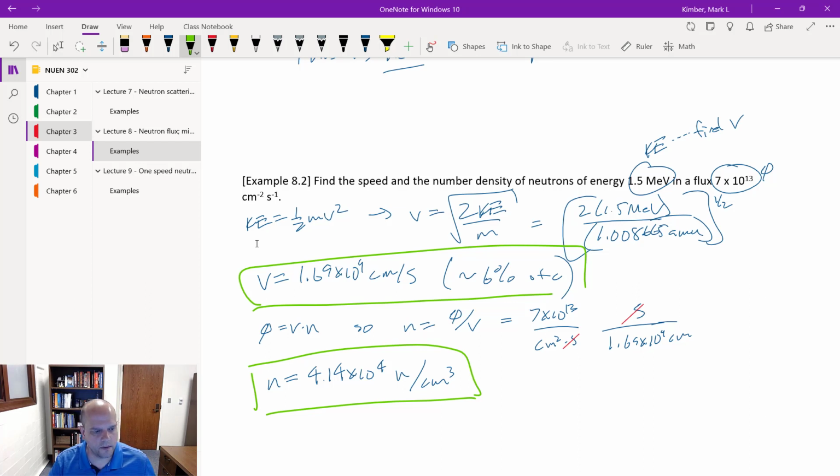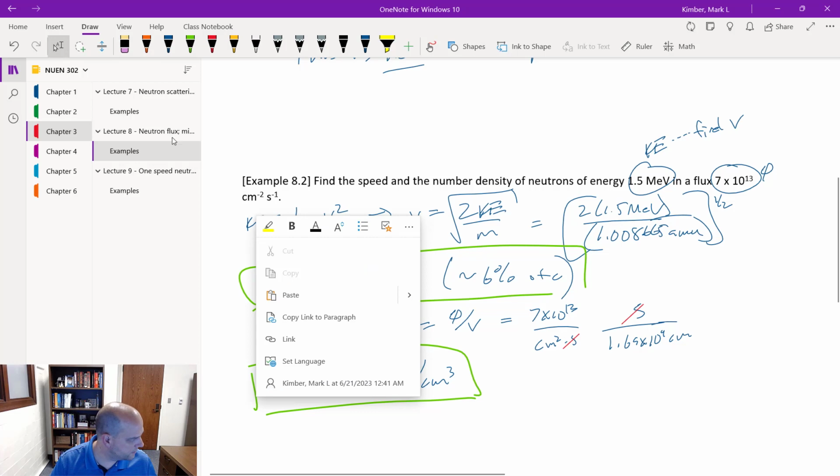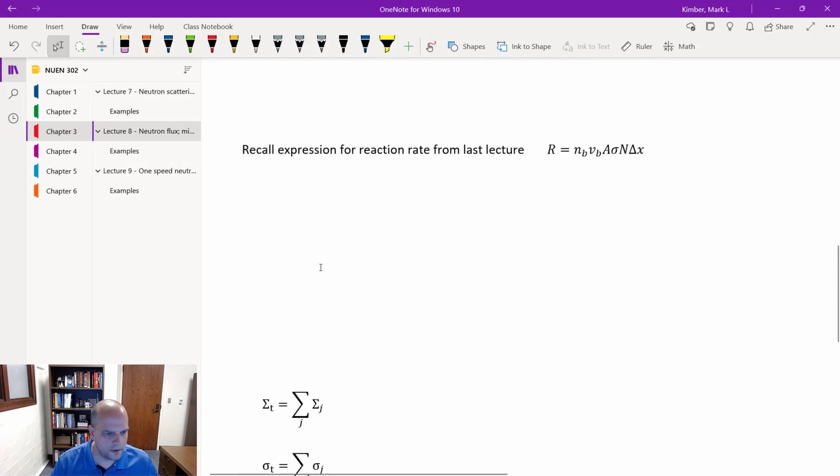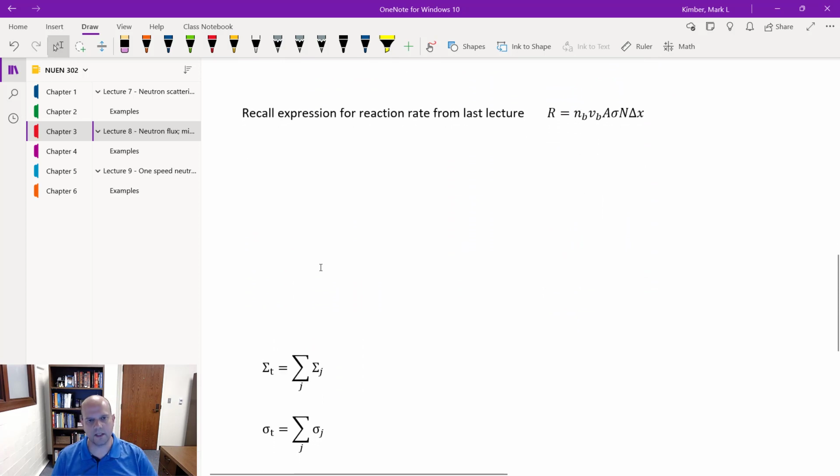Okay, so now if we go back to our lecture, and if we recall from last lecture this expression for reaction rate, we've got the reaction rate, which is reactions per second. We've got the beam density, we've got the beam speed, we've got the cross-sectional area, we've got the microscopic cross-section, the sigma. We've got N, which is the atom density of the target, and then we've got this delta X, which is the thickness of the target.